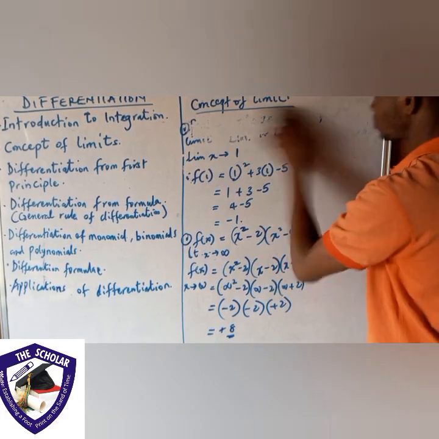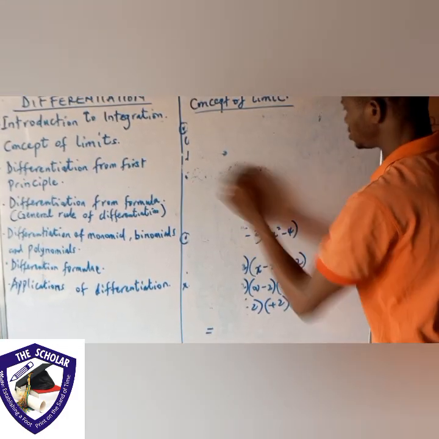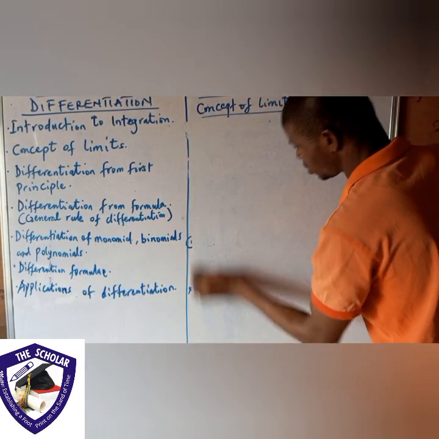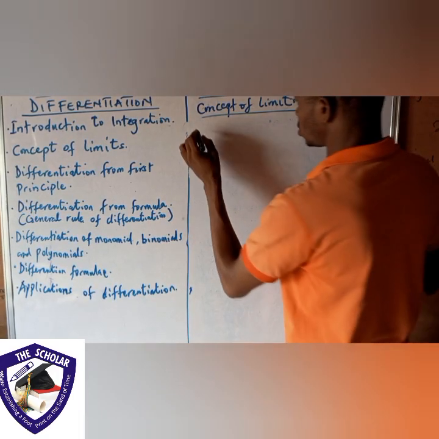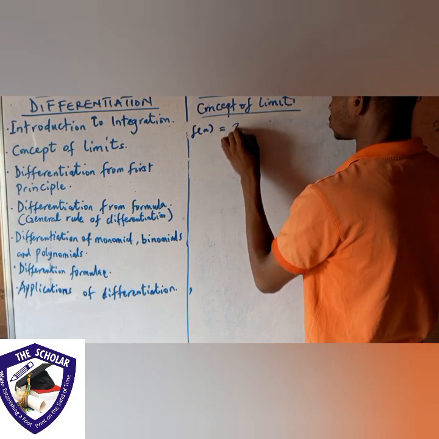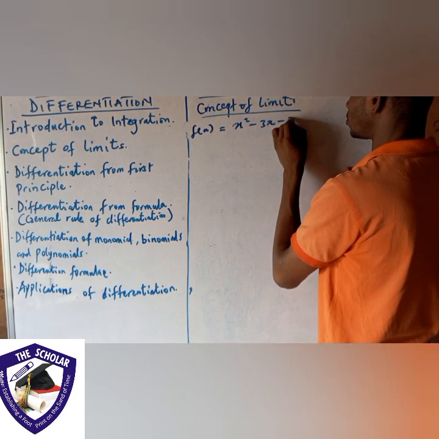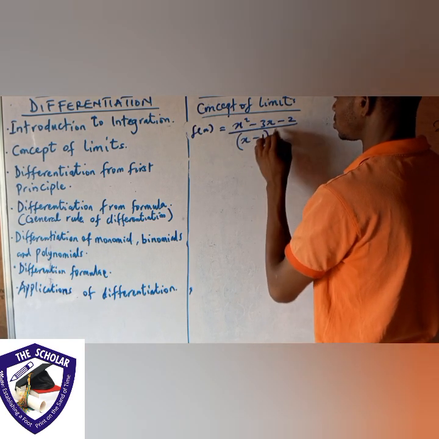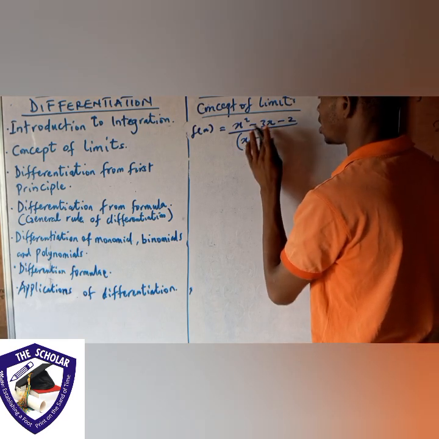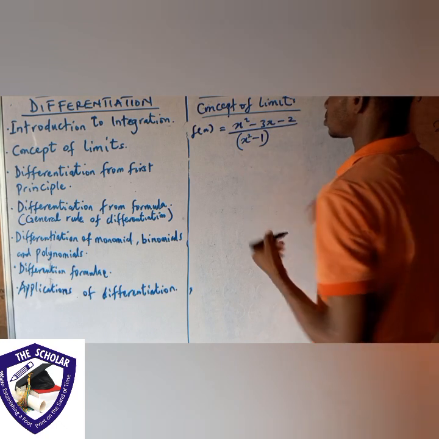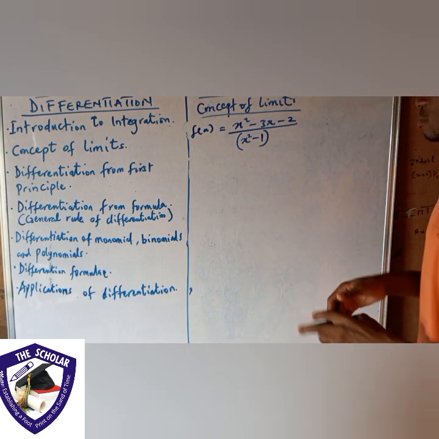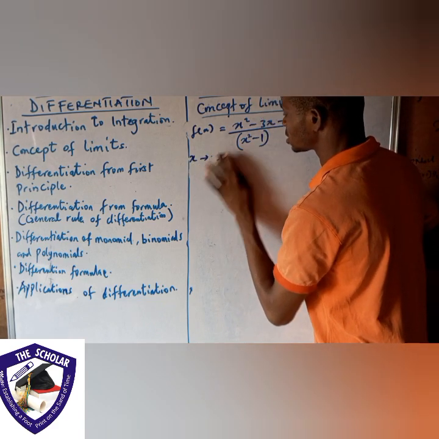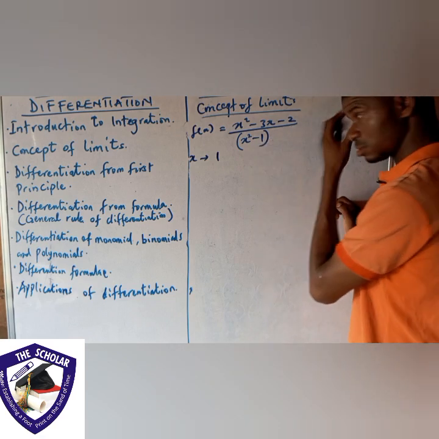Fractional limits. Now, when you are talking about the fractional limit here, remember I said we have two types, or we are looking at two scenarios here. The first one, let's say you have f of x is equals to x squared minus 3x minus 2 divided by x minus 1, or let's say x squared minus 1. Now, in this case, our x tends to 1.